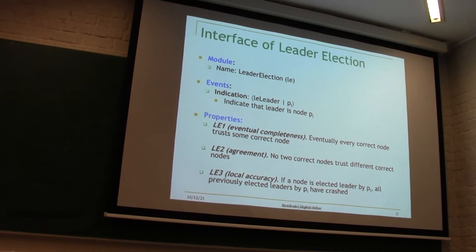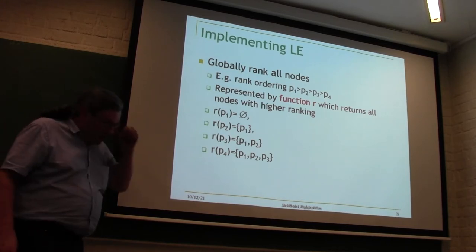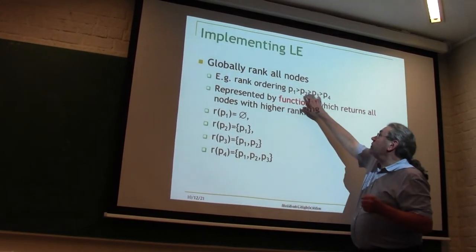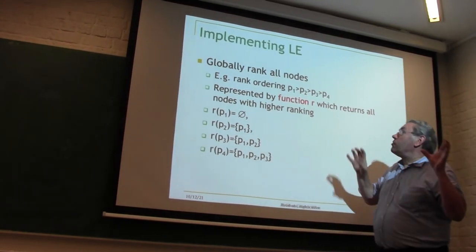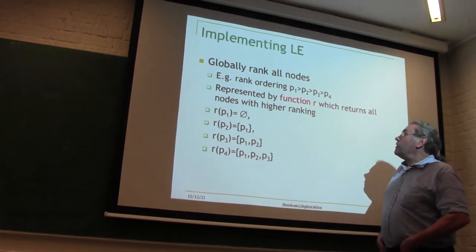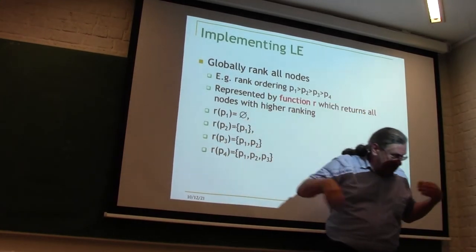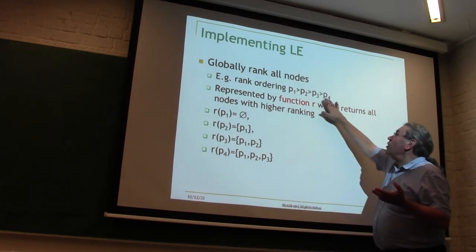And now we can write the code. So let's assume something to make the code simple. I'm going to implement it now. Let's assume that the nodes are somehow ranked, okay? Each node has like a MAC ID or something, some number attached to it, that it's ordered, okay? That's something we can assume because real systems will be like that. So we can assume the nodes are somehow ranked.